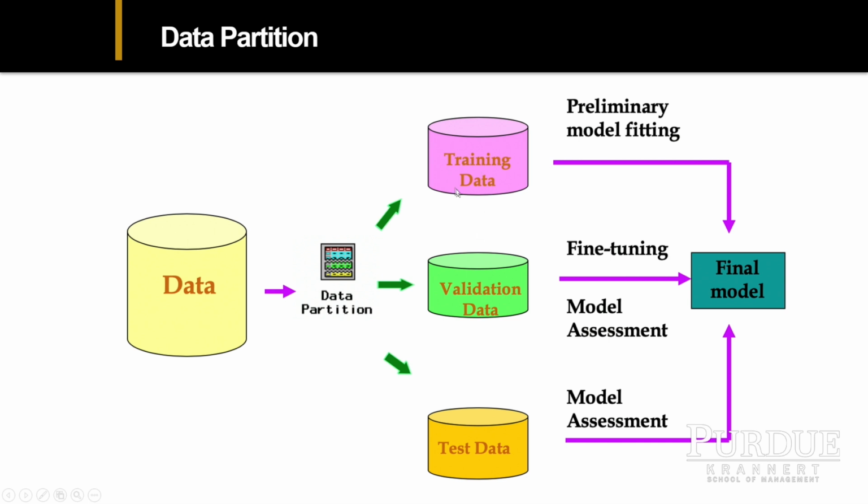Typically, we use the training data for the predictive modeling. For example, you could run linear regression or logistic regression on your training data. And then the validation data is used for fine-tuning of the parameters in your models. You can also use validation data for model assessment to compare different predictive models. And sometimes we also have a test data. The test data is also used for model assessment. Based on this model assessment, you can select the best model and give you the final model.